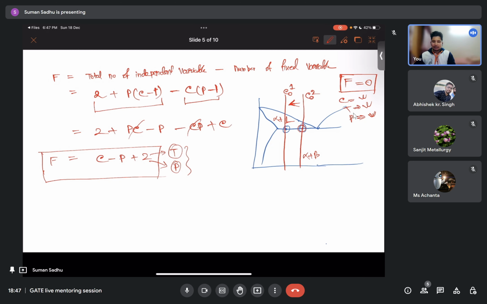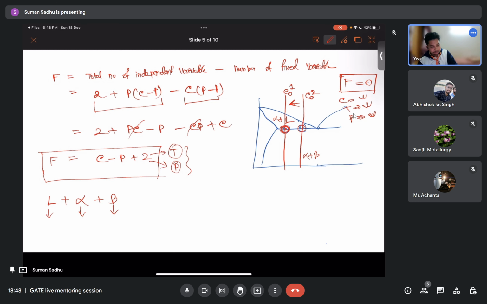Okay, I will give some hint. So here liquid is there, alpha is there, and beta is there. Okay, so now let's say consider this point. So liquid will have some composition, alpha will have some composition, beta will have some composition, right?